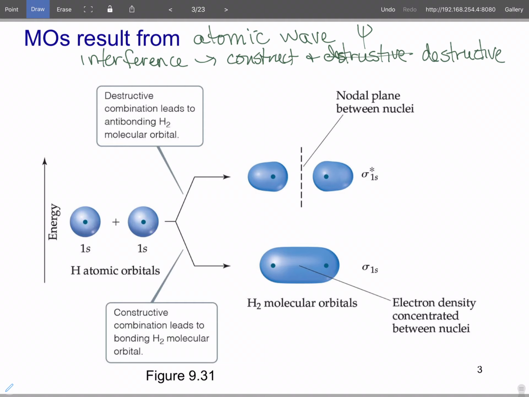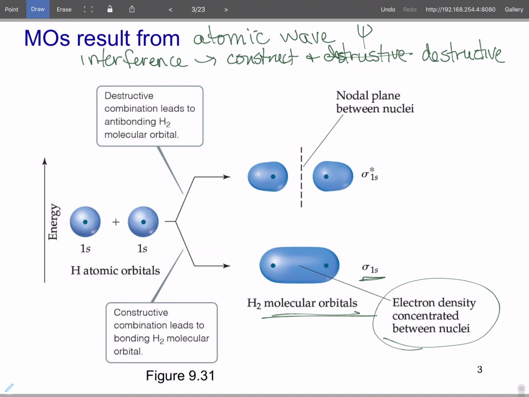Okay, so the molecular orbitals that form are kind of the most interesting in some ways, and kind of the goofiest looking ones in other ways. So we're going to look at them, and if you treat them as wave functions, what happens is you're going to get an overlap in between. So the first overlap will be a sigma, and the electron density is concentrated between the two nuclei. That's constructive.